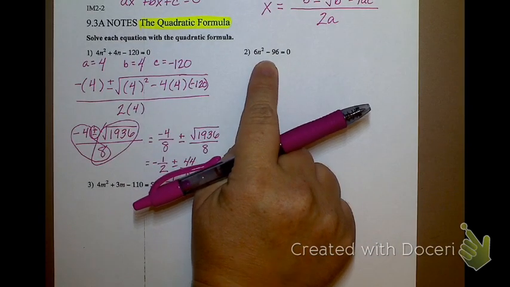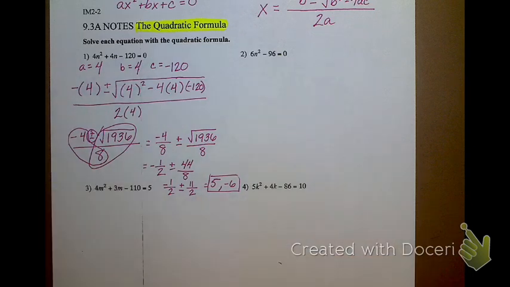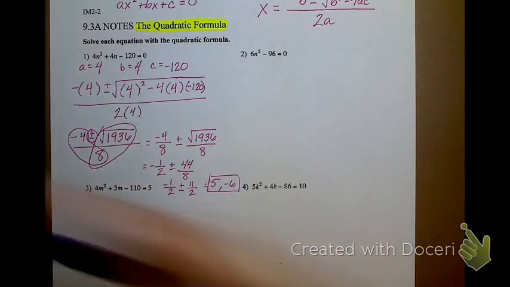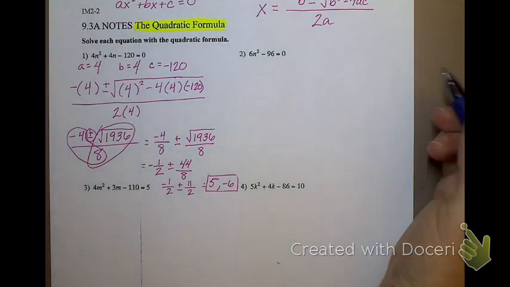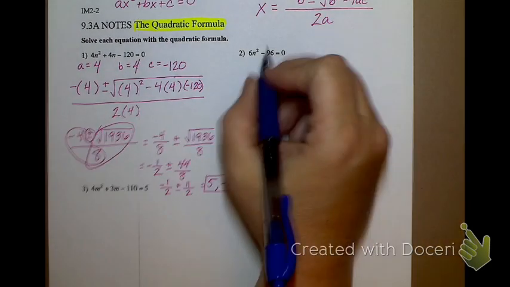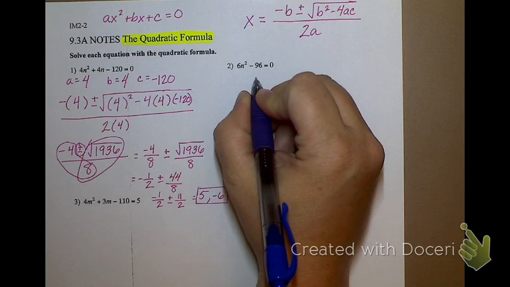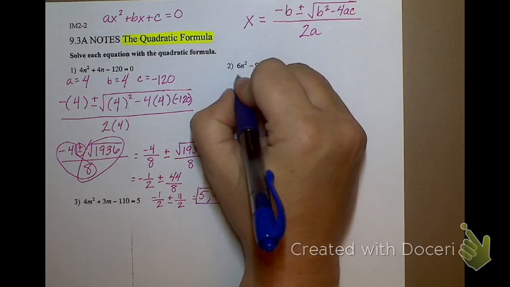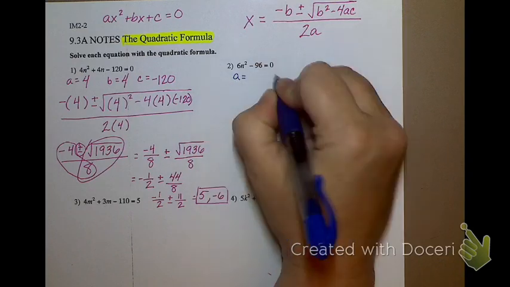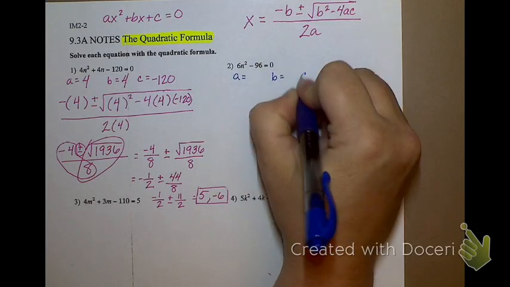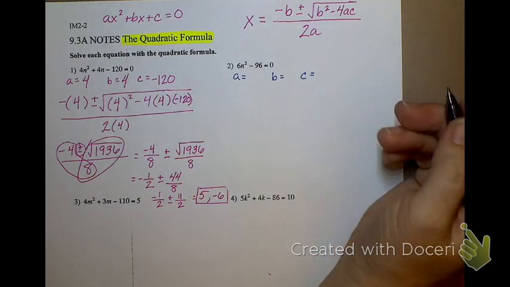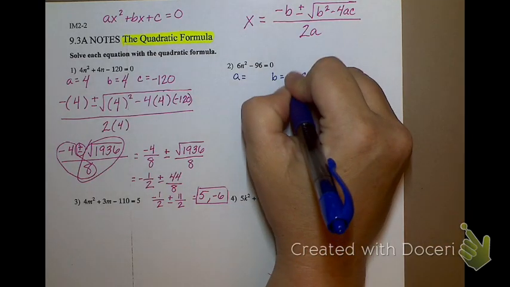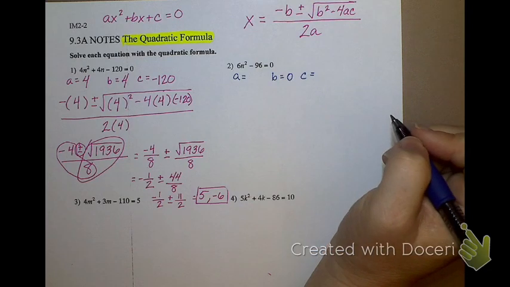Next one. Did I box my answer? Yes. I'm going to use a different color pen just so that it doesn't get confused. What did you just say? There's no B in there. That's an excellent observation. There's no B in there. But before I get to that, is it in standard form? Yes. So let's identify A, B, and C. And since you said there's no B there, what does that mean B is? 0. It means it's 0.